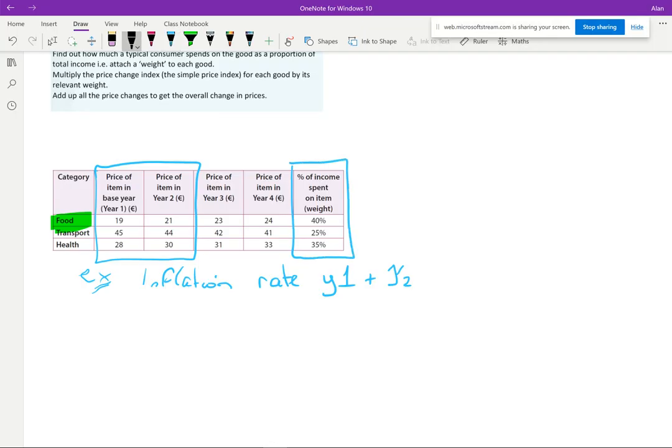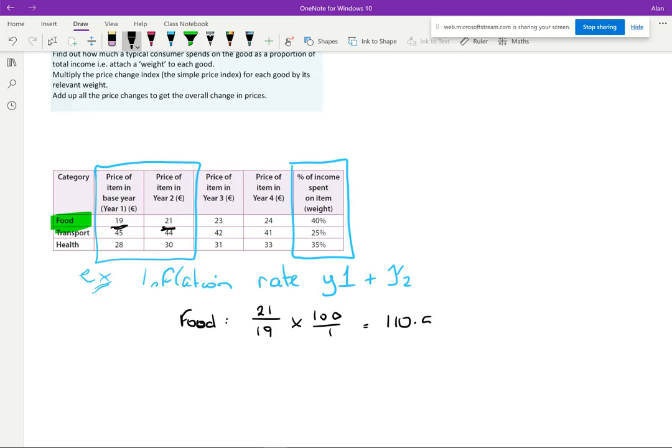So let's do this. And again, I want you to do this with me because I'm going to get you to do a question like this for homework. So the first thing is food. Going back to our formula, the formula says put the new year, which is 21, all over the base year, which is 19, and you multiply that by 100 over 1. Out with your calculators, it's 21 divided by 19, and that is 1.10, or 110.